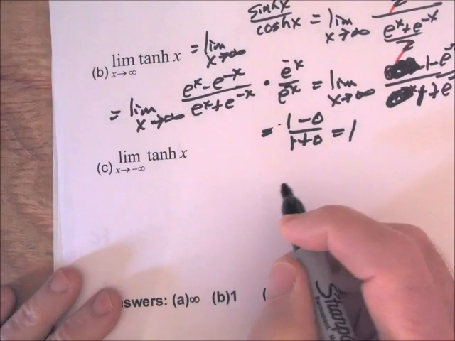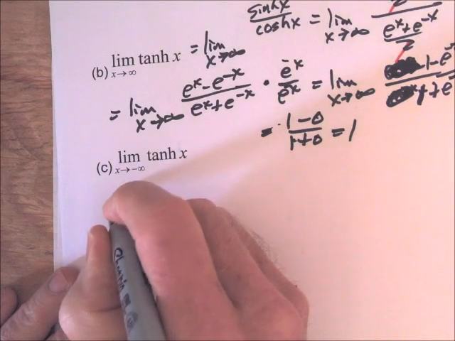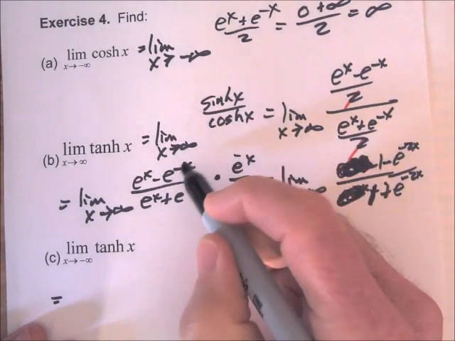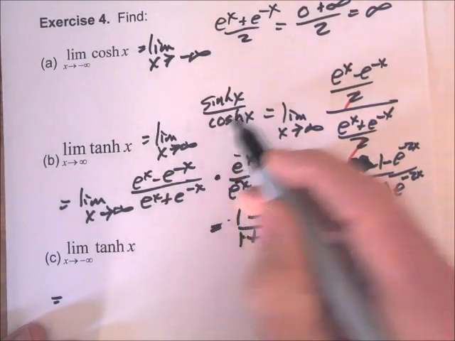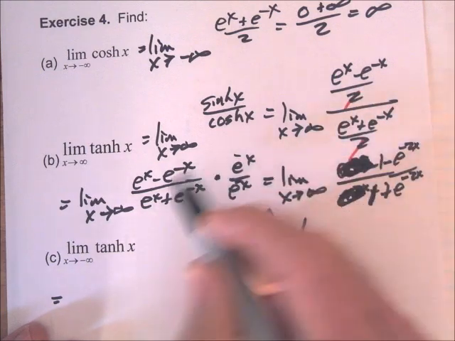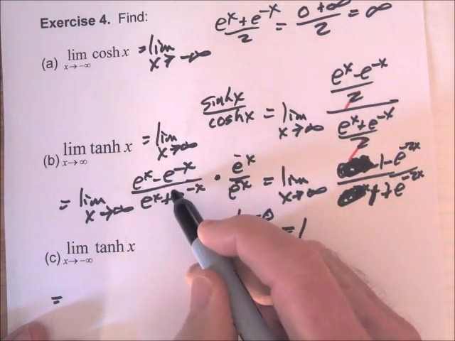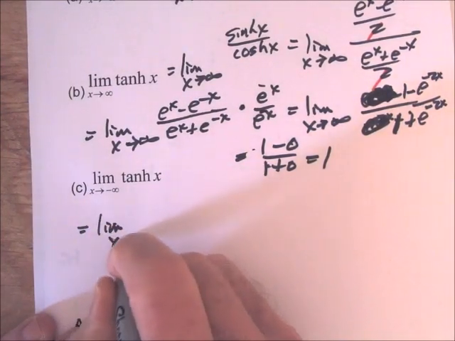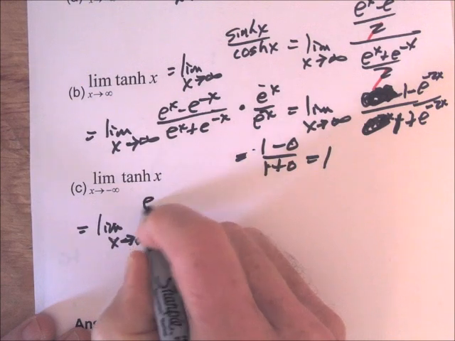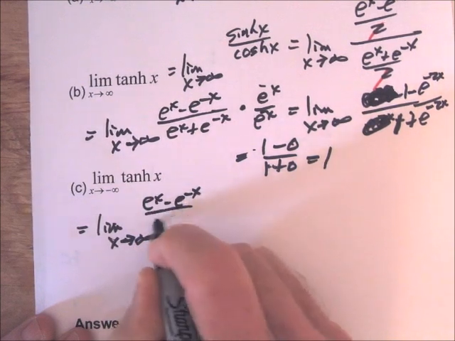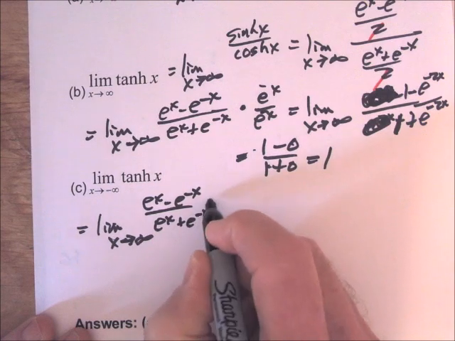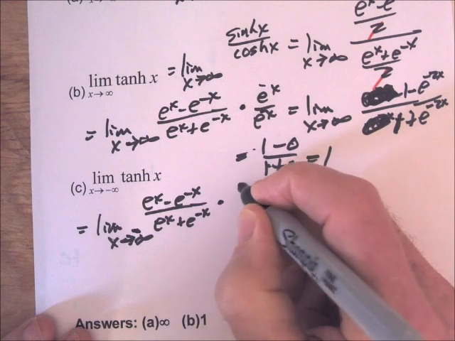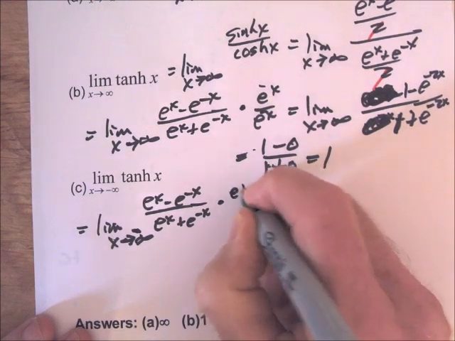Limit as x goes to minus infinity of a hyperbolic tangent. So that's again, the hyperbolic tangent is the sinh over the cosh, and it ends up being e to the x minus e to the minus x over e to the x plus e to the minus x. So this is the limit that x goes to minus infinity of e to the x minus e to the minus x over e to the x plus e to the minus x. Okay, so let's multiply top and bottom, it goes to minus infinity here, by e to the x this time.